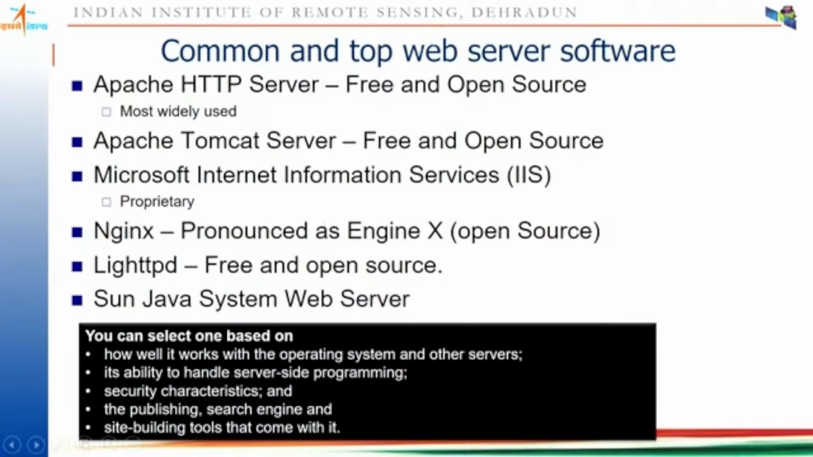Some of the common top web server software: it can be the Apache HTTP server. It is free and open source, the most widely used software, which you can install on any computer. Then apart from that, if you have a Java based application, we have the Apache Tomcat server. This is also free and open source. Suppose your application is built on some Java platform, then this particular web server is most preferred, although there are others also. Similarly, from Microsoft we have Internet Information Services, which is proprietary in nature; you have to purchase it, it is not free.